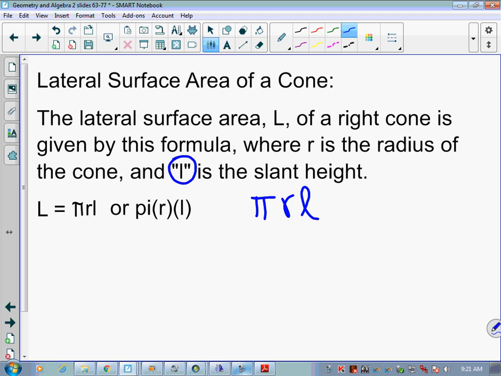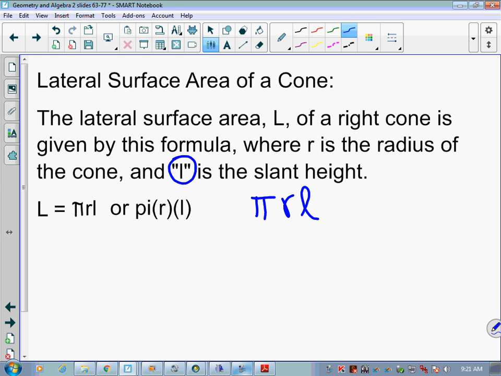What lateral surface area will not include is the area of the base. So if you ever had an ice cream cone, this is the same concept as that paper cone cup. If we put something across the top of it, obviously we couldn't put any ice cream in it, right? So that cone is representing a lateral surface area. Does that make sense? All right, so that's our formula for lateral surface area.